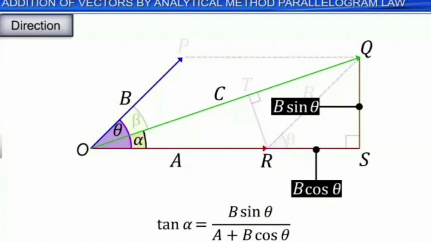Last, we discussed the expression tan alpha equal to B sin theta by A plus B cos theta. This equation helps us to find the direction of the resultant. So, to find the direction of the resultant, we can use either of the two equations, the law of sines or tan alpha equal to B sin theta by A plus B cos theta.